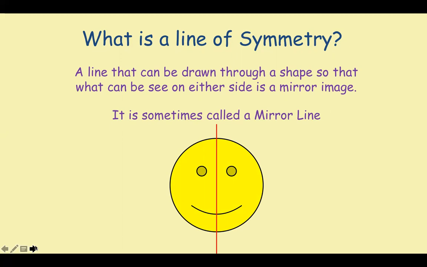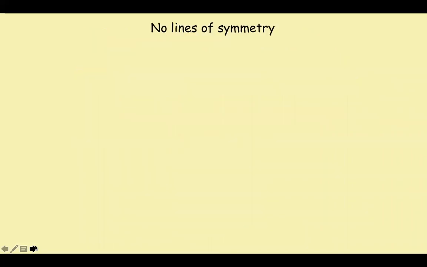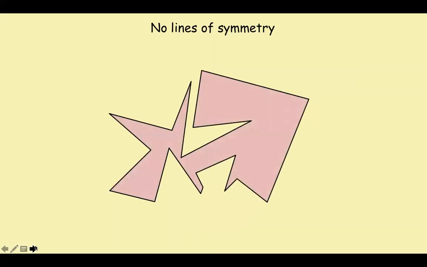So my line of symmetry is in the center. If I cut it like that, I will have both sides looking exactly the same. But in this case, this smiley face, there's only one line of symmetry. I can't cut it any other way where I can produce the exact same mirror images of each other. There are some shapes that don't have lines of symmetry as well, for example, this shape.